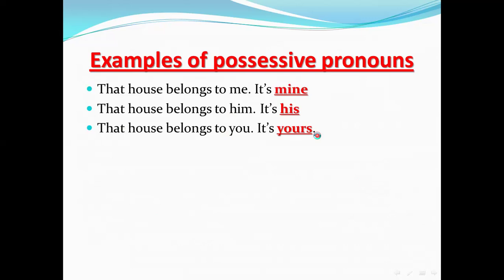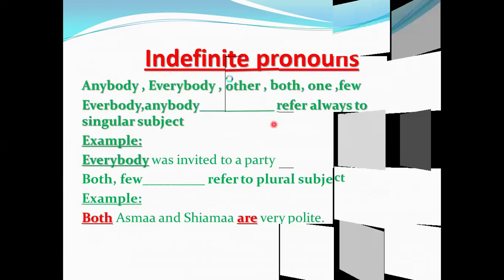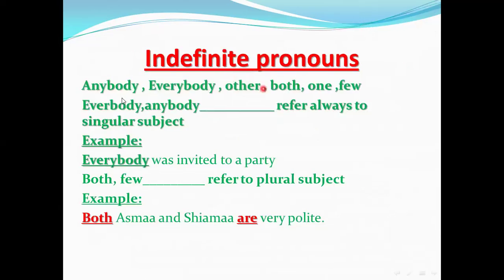That house belongs to you. It's yours. We have here indefinite pronouns. We talk about anybody, everybody, other, both, one, few. Everybody and anybody always refer to a singular subject, like this: everybody was invited to a party. Both and few refer to a plural subject, like this: Asma and Shaima are very polite.